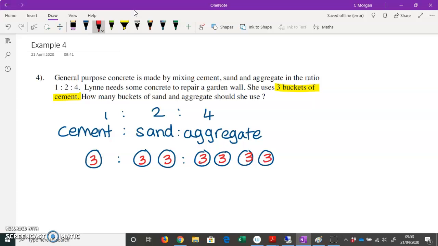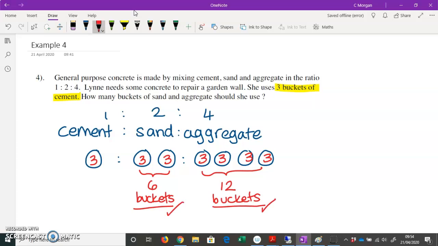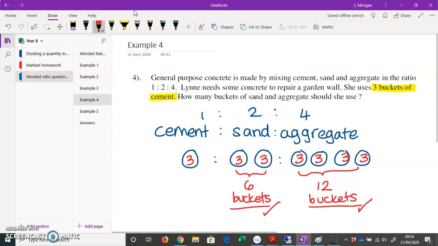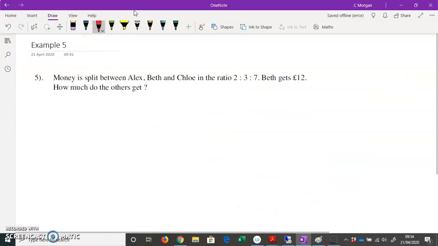So I know that 3 goes into every bubble, every part of my ratio. So if I look at sand, I can now see there must be 6 buckets, and aggregate, there must be 1, 2, 3, 4 lots of 3, which is 12. So I'm going to write my answer underneath. For sand, it's 6 buckets, and for aggregate, that is 12 buckets. And I always write my units with my answers. The last example is coming up.